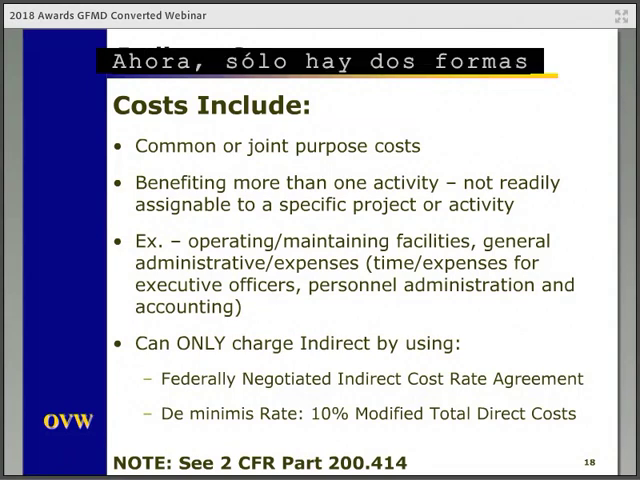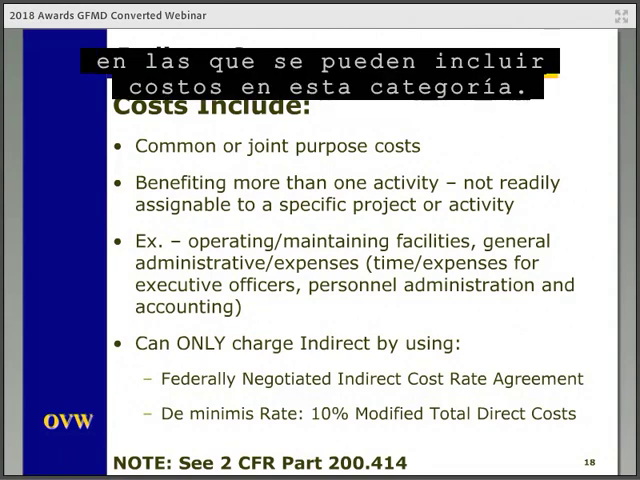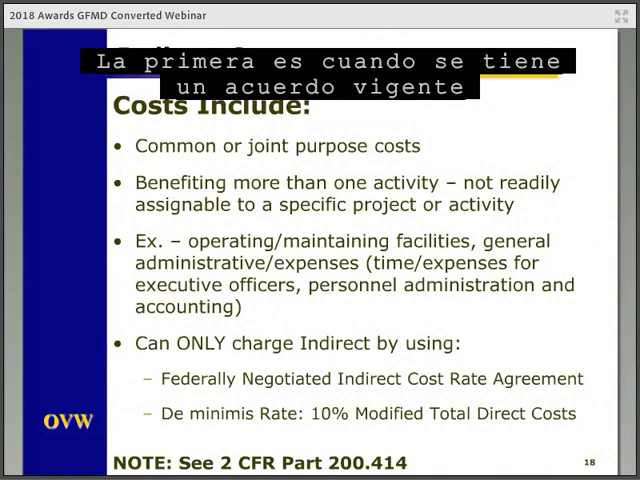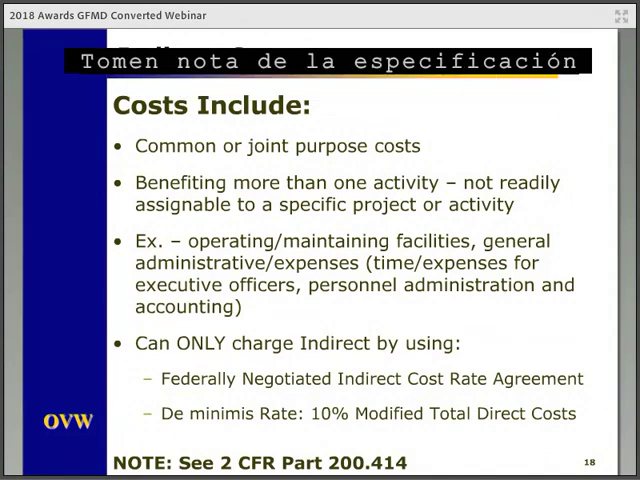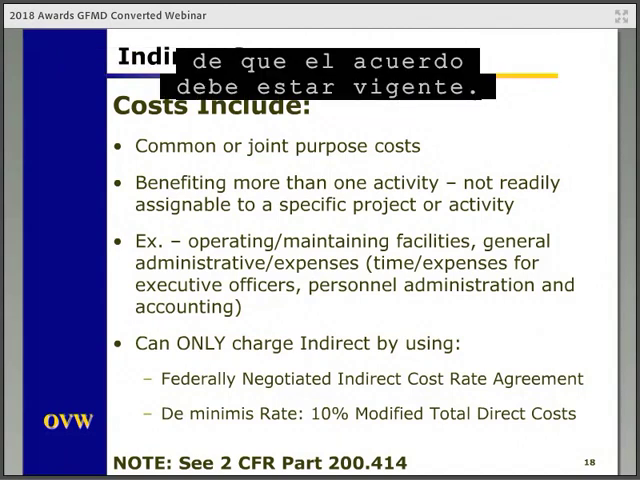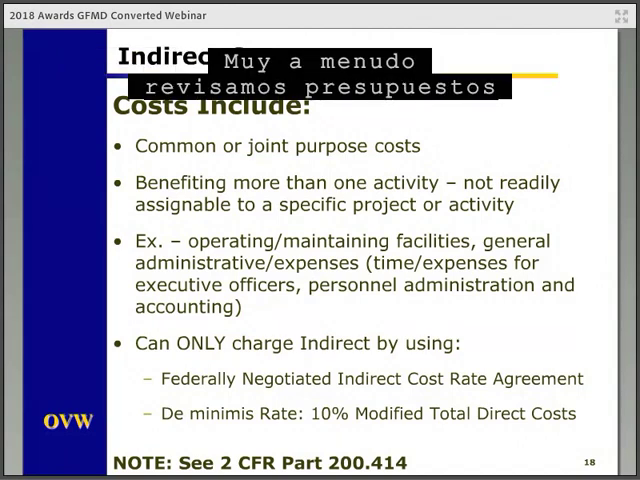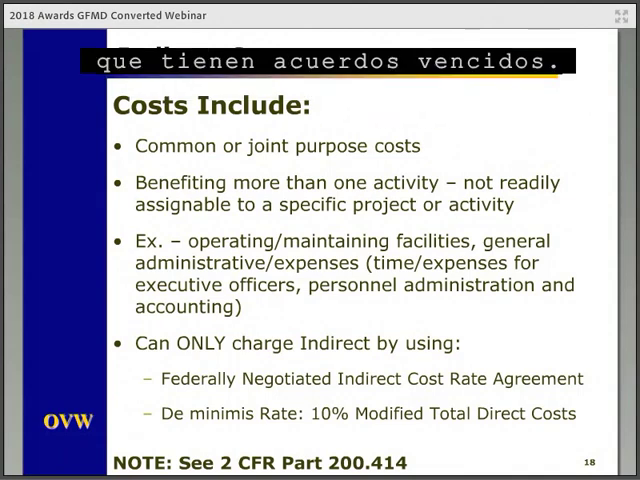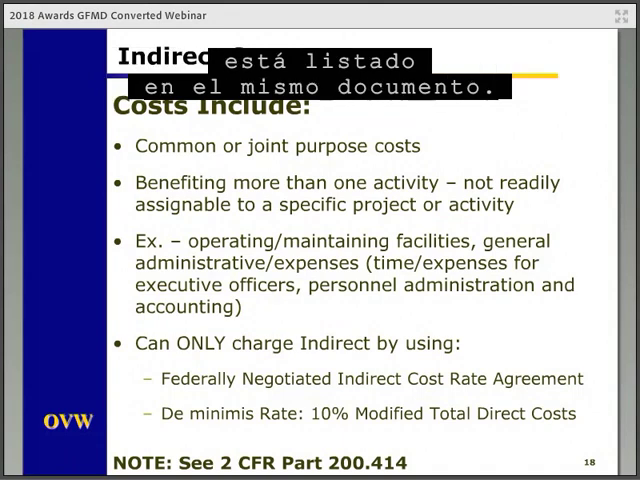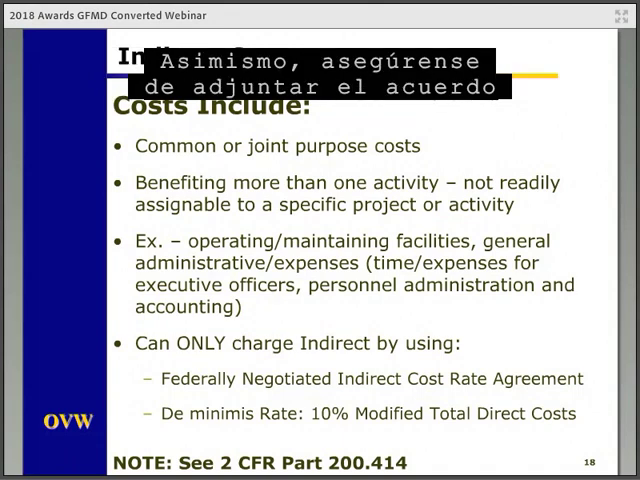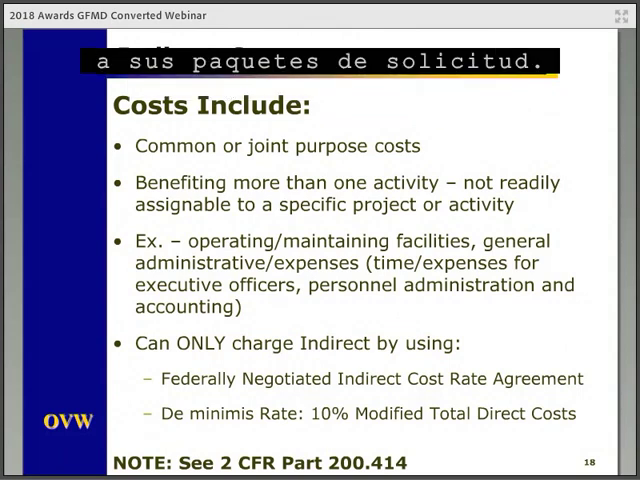Now, there are only two ways that you can include costs in this category. The first is by having a current, federally negotiated indirect cost rate agreement. Take note of my reference to the agreement being current. Far too often do we review budgets that have agreements that are expired. The range of time that the rate agreement covers is listed on the document itself. Also, make sure to actually attach the agreement with your application package.